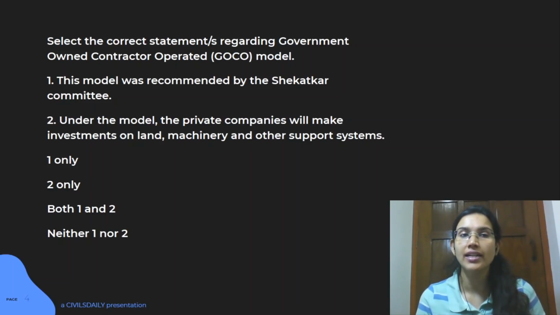That you can understand by the statement only. It says government owned and contractor operated. So the private sector is actually going to take care of all the operations, the methods.